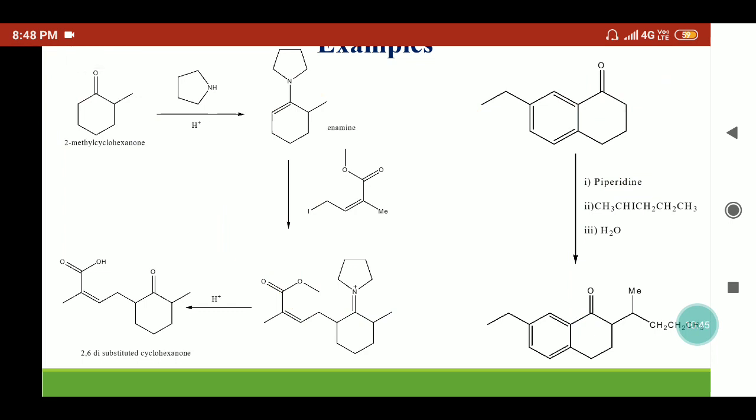So the Stork enamine reaction is useful to synthesize alkylated carbonyl compounds and acylated carbonyl compounds. It can give the Michael addition reaction and so on.